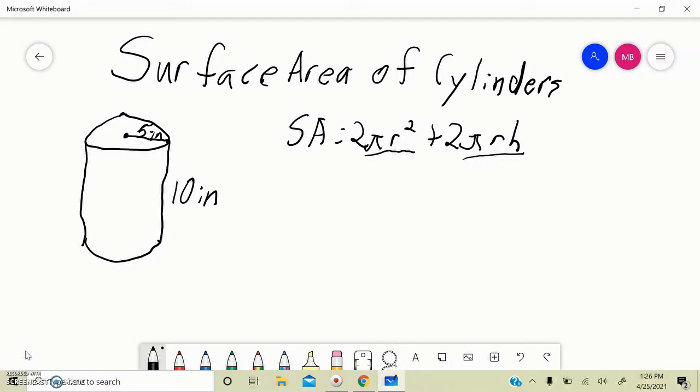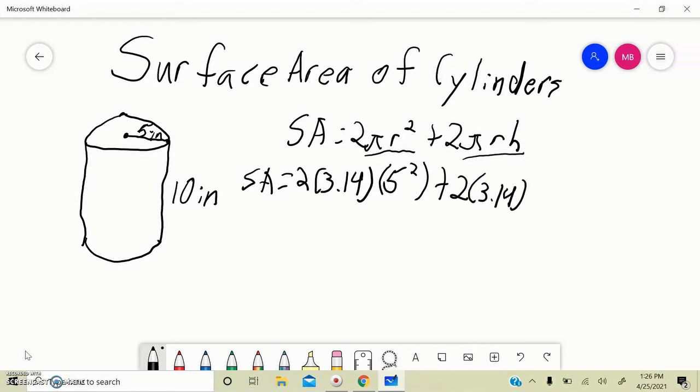So I'm going to go ahead and plug in my values that I'm given. So I have surface area is equal to 2. And remember, we don't actually use pi. We use 3.14 for our purposes. I have my radius, which is 5 inches. So that's squared, plus 2 times 3.14 times 5, that's a 5, I promise, times 10.